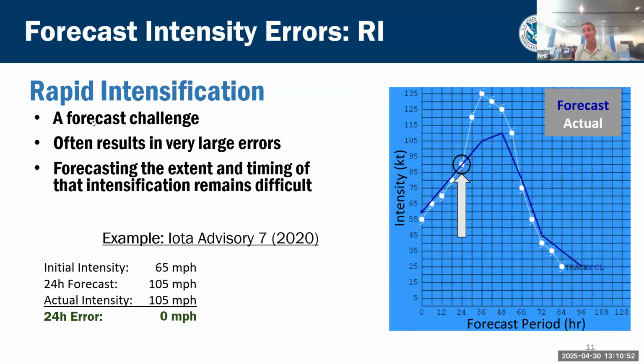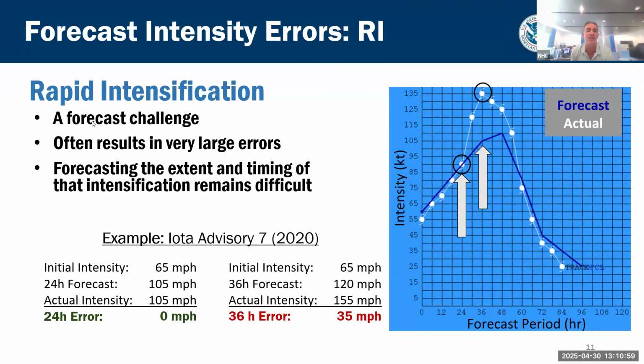Looks amazing, right? Well, there's a bad side to this. Take a look at the blue line. By 36 hours in the future, we thought it would get stronger, but not nearly strong enough. We predicted 120 miles an hour. It ended up at 155 miles an hour, leaving us with a very substantial 35-mile-an-hour error. So again, a work in progress. But predicting that exact evolution, the magnitude, the timing of this is nearly impossible still. But as I mentioned a couple of times, we are getting better at this.